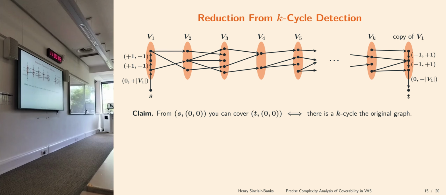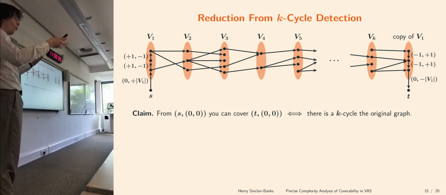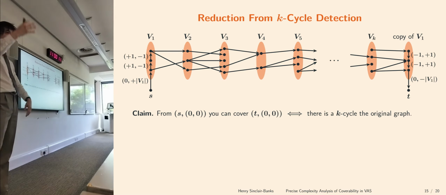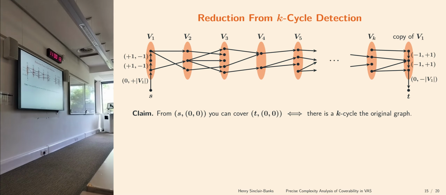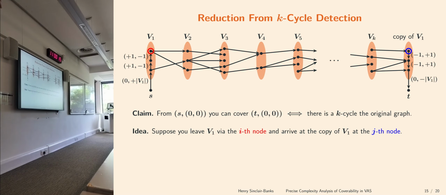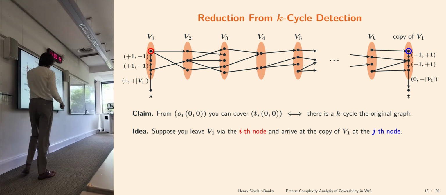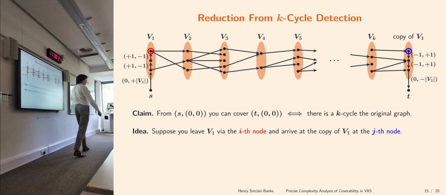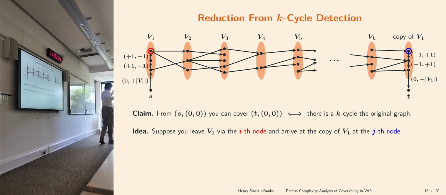This is a lot easier than the previous one. And I would have liked to have shown this in the earlier slides, but then the order would have been terrible. It would have been 2 VASS, then D VASS, then 1 VASS. So for phonetics, I went this way. So consider you leave V1 at the ith node and you reappear in the copy of V1 at the jth node, right? Seems like all you can do.